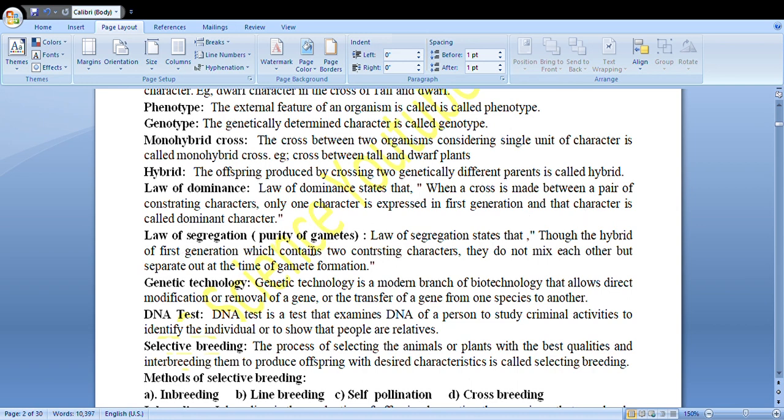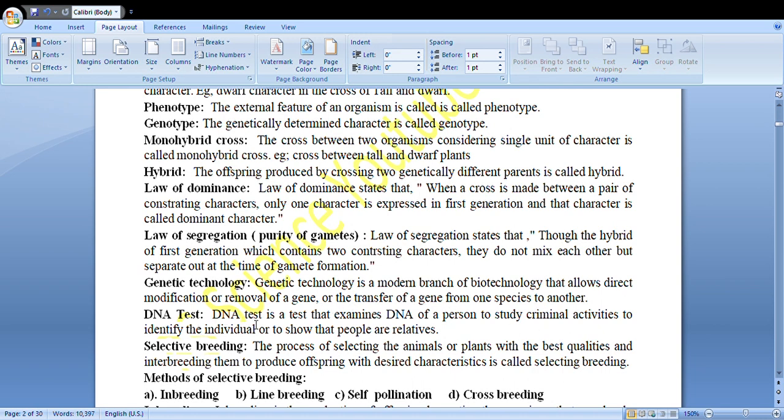Law of segregation or purity of gametes. Law of segregation states that though the hybrid of first generation contains two contrasting characters, they do not mix each other but separate out at the time of gamete formation. Genetic technology. Genetic technology is a modern branch of biotechnology that allows direct modification or removal of gene or transfer of gene from one species to another.